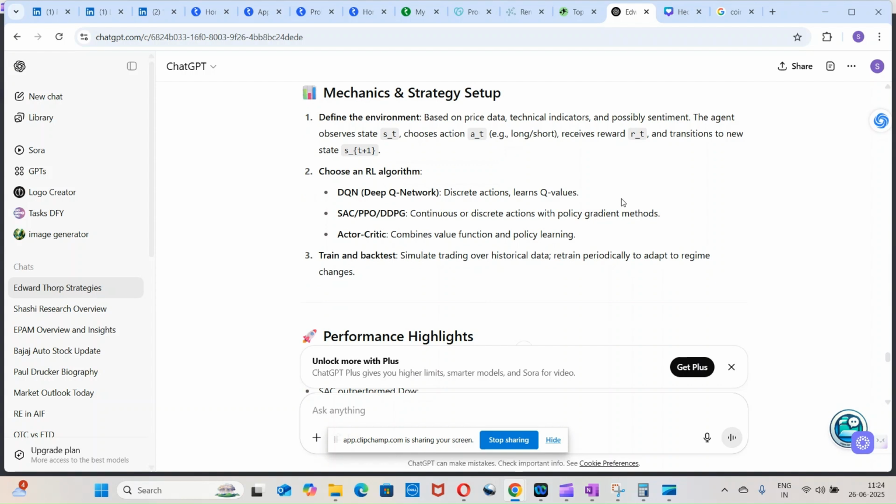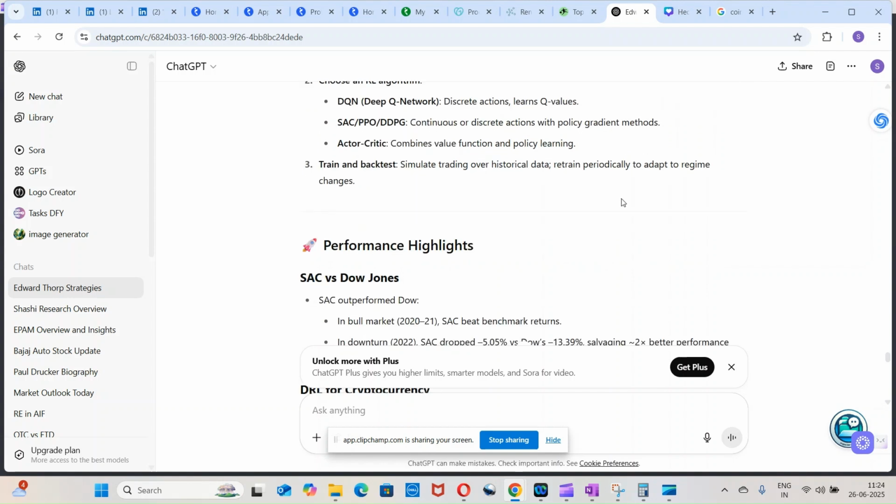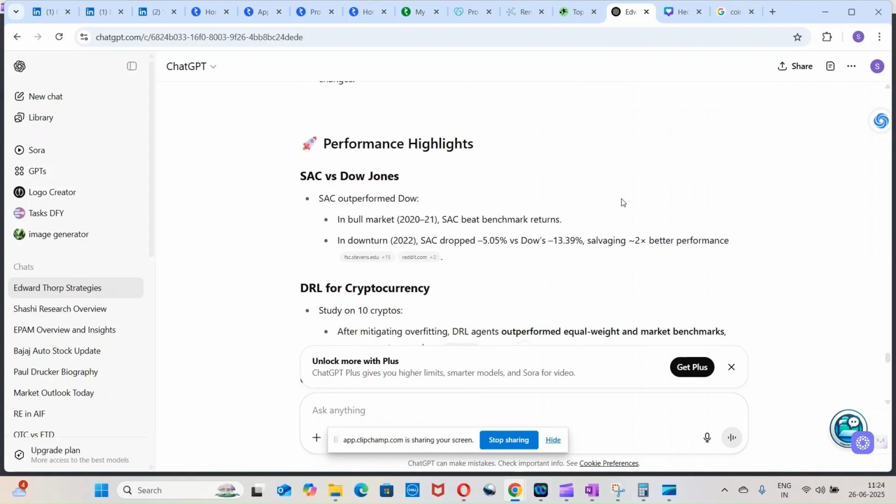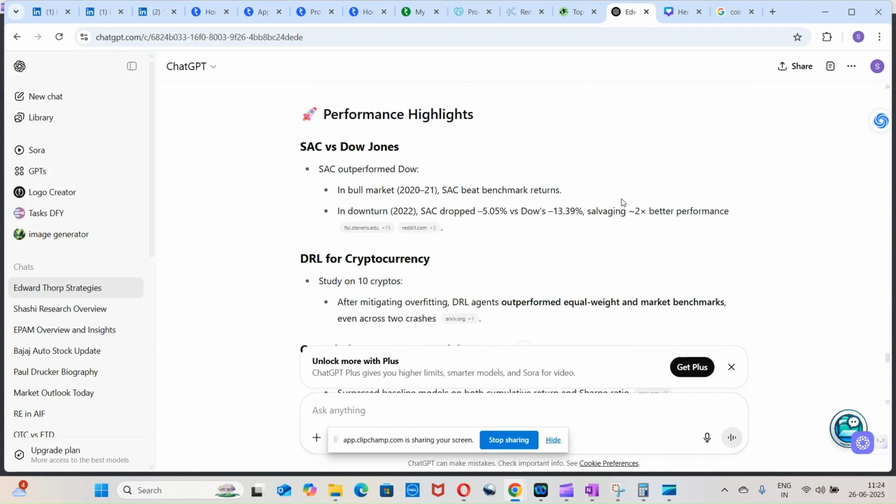You simulate trading over historical data, and basically see the results, and you can adapt, make some changes to the engine to improve the performance. Coming to the performance highlights, SSC versus Dow Jones. SSC, that's a reinforcement learning model, outperformed the Dow.